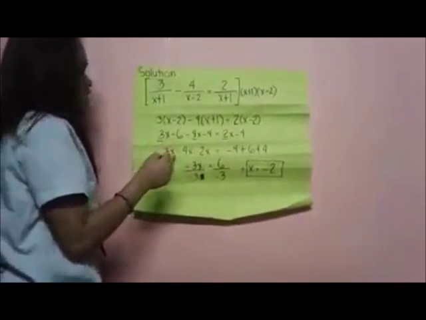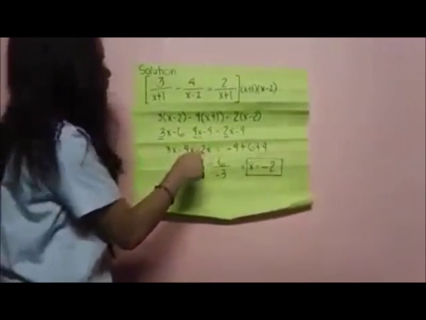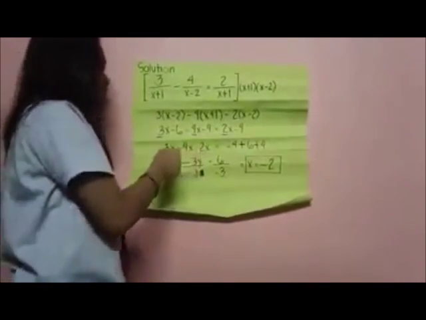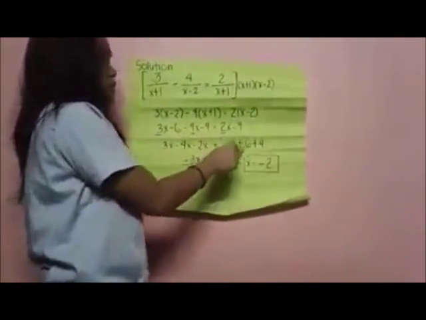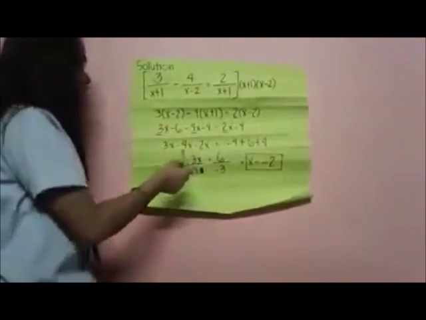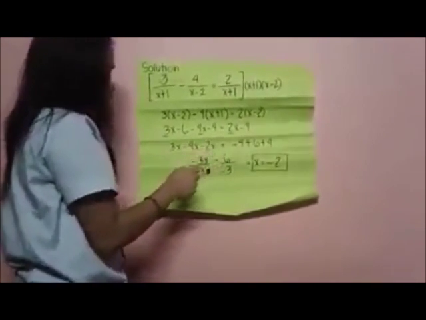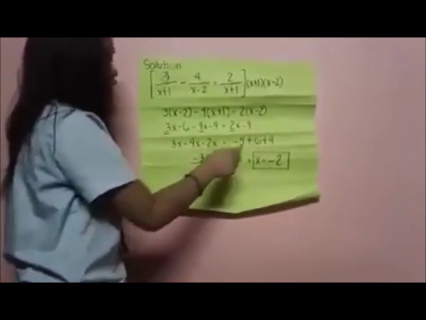All numbers that have a variable of x, all we have to do is put them on the left side, and all the numbers, put them on the right side to answer it easily. 3x minus 4x minus 2x is equal to negative 3.